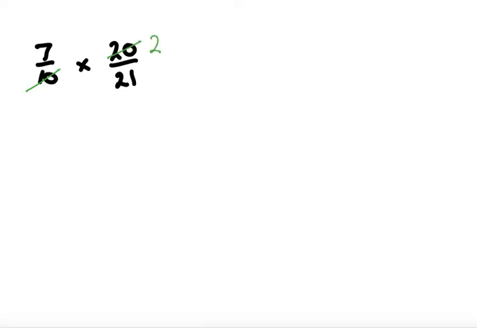Now notice we're cancelling numerators with denominators. So make sure that you do that. It's always the numerators cancelling out with the denominators. One at the top and one at the bottom. Is there any other way we can cancel out? 7 goes into 7 once, and 7 goes into 21 3 times.